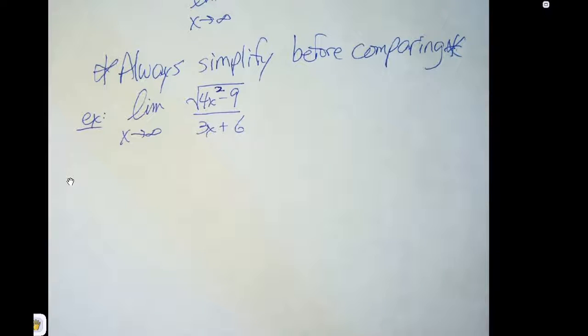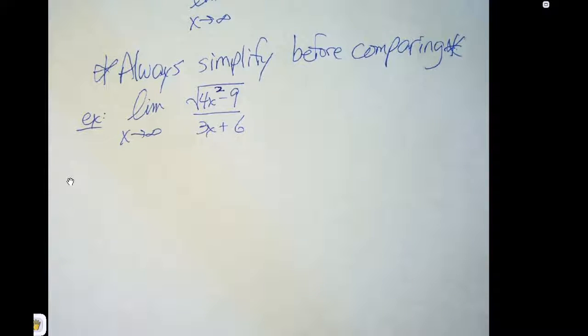So you simplify before you compare. And I don't know how to take the square root of 4x squared minus 9. I don't know what it is. It's not 2x minus 3, because if you squared 2x minus 3, what's a binomial squared give you? A trinomial, so it doesn't work going backwards the same way.